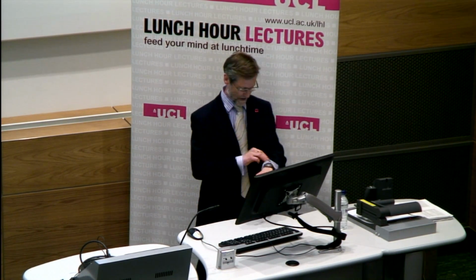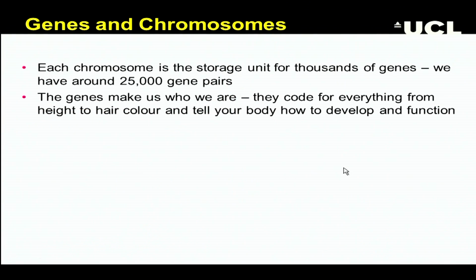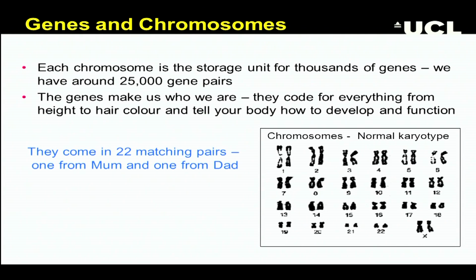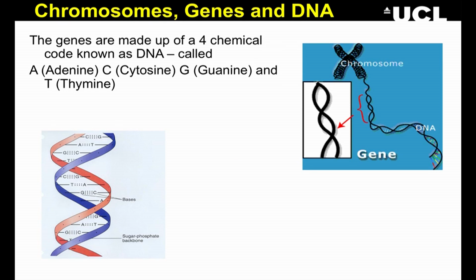Let's go on to the genes bit. Now, each chromosome is the storage unit for thousands of genes. We now know we've got about 25,000 gene pairs, and they make us who we are. They come in 22 matching pairs, one from mum and one from dad. Here they are spread out in what we call a karyotype. And this individual had 2 copies of the X chromosome, so this was from a female individual.